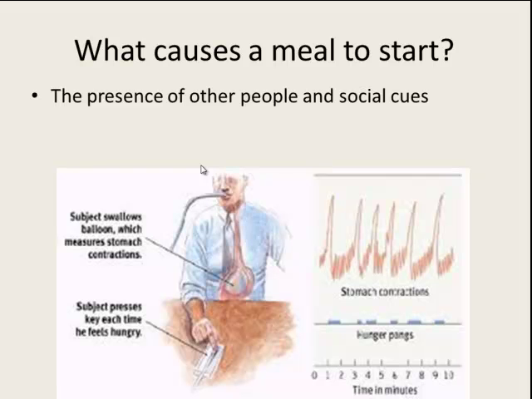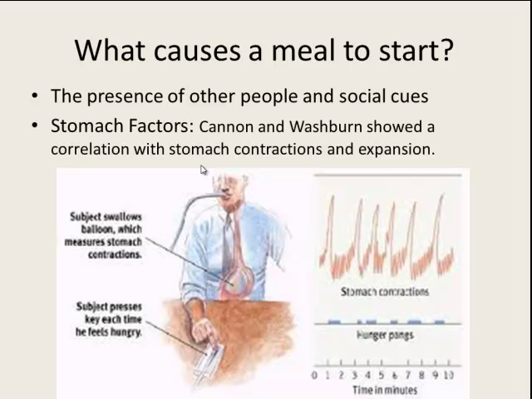Here's kind of an interesting experiment. One thing will cause us to eat when we're around people. Food is a very social thing. It's been a social thing for a very long time because we're social animals. So we get social cues. But we also get stomach cues.